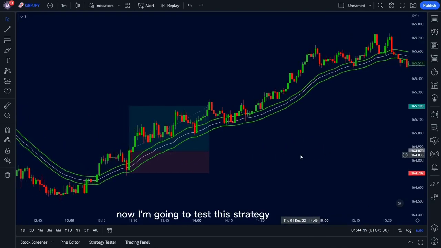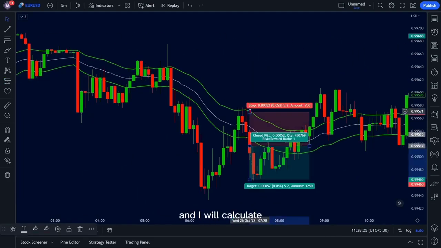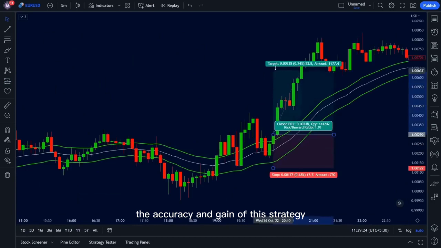Now I'm going to test this strategy on the Euro-USD currency pair. I will take 200 trades and I will calculate the accuracy and gain of this strategy.